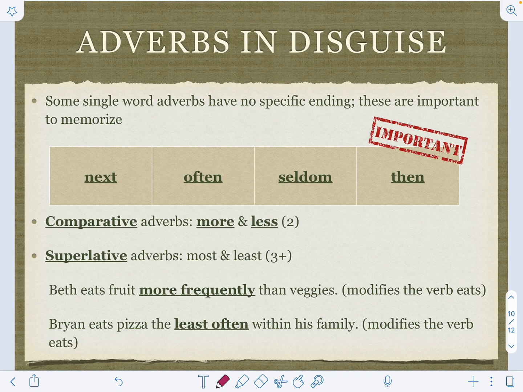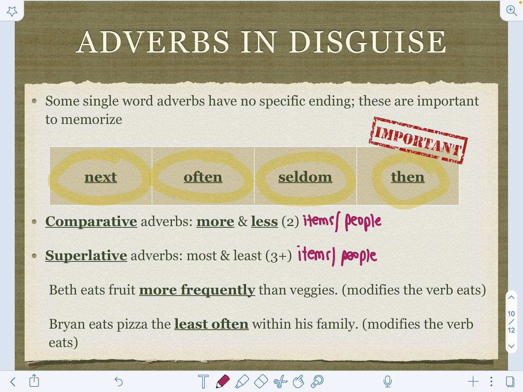I like to call these words adverbs in disguise. They just don't seem like adverbs. I tell students to memorize these. I think that's the easiest way to recognize them. We also have the category of comparative adverbs. Remember, this is comparing two items or people or animals. We have more and less. The superlative adverbs, most and least, are modifying when you're comparing three or more. So 3 or more items or people or animals.